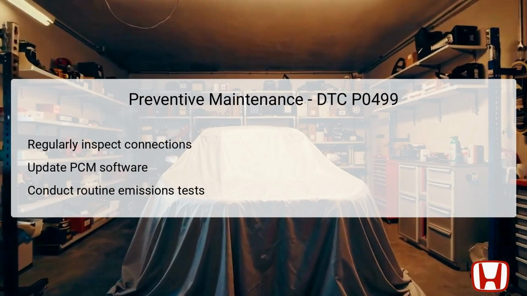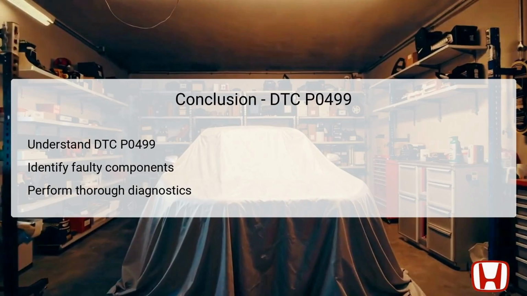Finally, conducting routine emissions tests not only helps maintain compliance with regulations, but also serves as an early warning system for emerging issues. By being proactive, you can reduce the likelihood of facing emissions-related problems down the road. In conclusion, understanding DTC P0499 is vital in maintaining your Honda CRV's performance and emissions compliance.